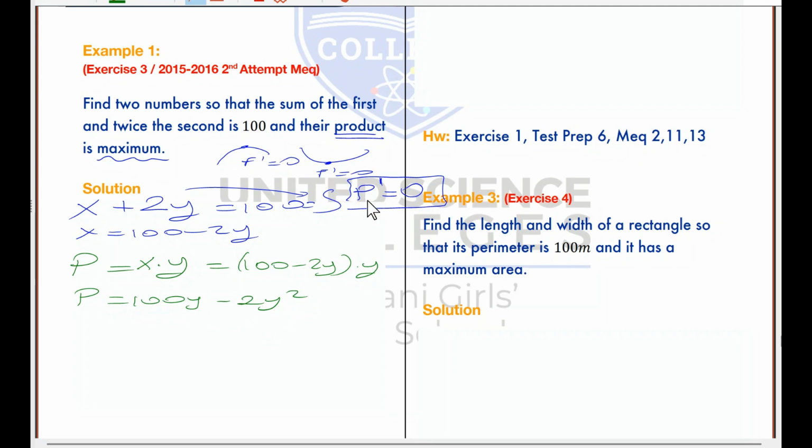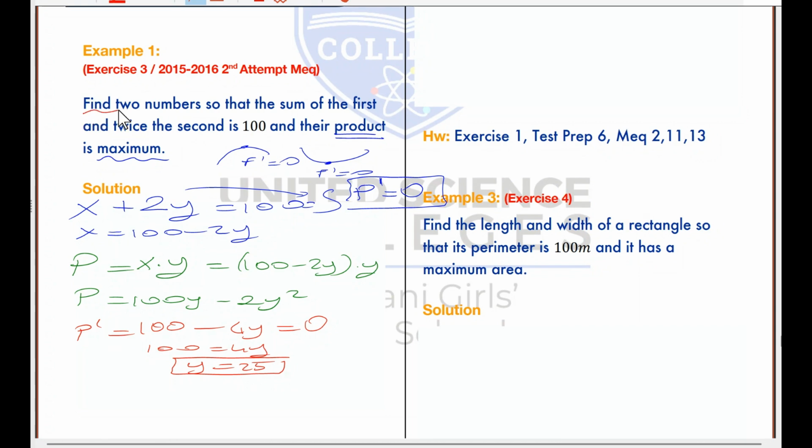Now it's time to find the derivative of the product and equalize it to 0 to find the unknown. So I need P prime. P prime equals the derivative of 100y, which is 100, minus the derivative of 2y squared, which is 4y. It's supposed to be 0. Bring 4y to the other side. Divide both sides by 4. y will be 25.